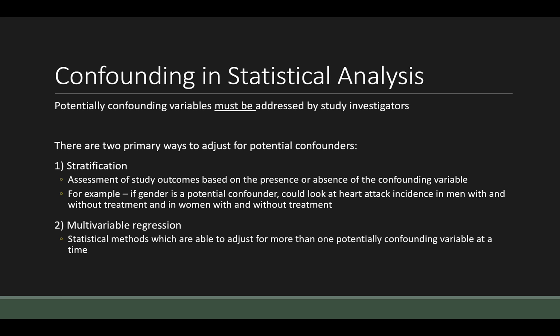The second way we can adjust for confounding is through a method called multivariable regression. This is a statistical method which essentially is able to do what stratification does, but it's able to adjust for more than one potentially confounding variable at a time. For now, all you need to know about regression is that it exists to address confounding in multiple variables. You do not need to know anything else about it until the latter half of the semester.